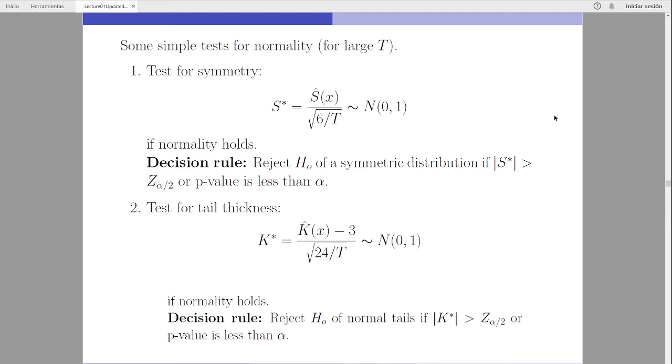Here, for this test, we use as our null hypothesis that the distribution is indeed symmetric, and we reject it if the absolute value of this is greater than or equal to the corresponding value for the normal distribution at half of our level of significance, or, if you're used to working with p-values, if the corresponding p-value is less than alpha, where alpha is again our significance number, we reject it.